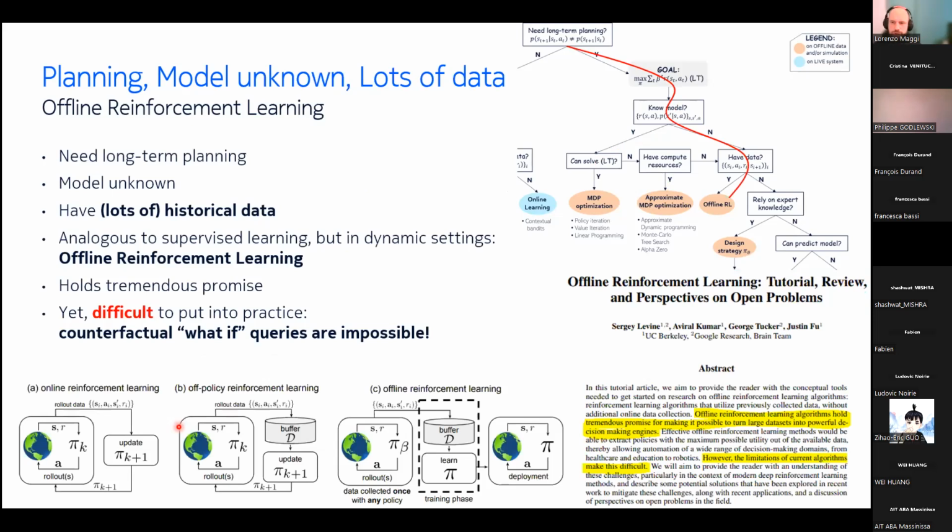Then let's turn to something that's, let's say, more recent and nascent, which holds tremendous promise, but still, as usual with things that hold tremendous promise, is also very hard. It is called offline reinforcement learning, where you still need long-term planning. The model now is unknown, so you cannot simulate it and you cannot solve it, but you have lots of historical data. This is possibly the analogue of supervised learning for reinforcement learning.